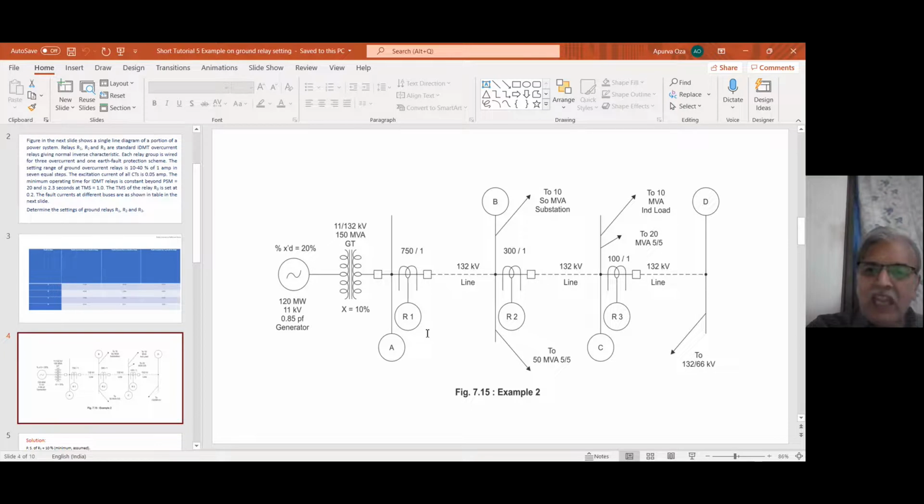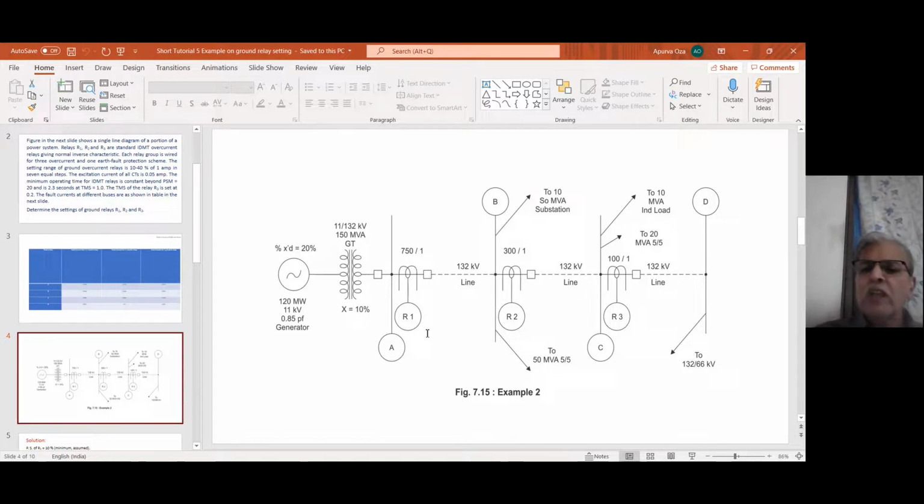We come to bus A. From bus A, many lines are going, but here I am showing only one. So let us see that. Here there are no more lines shown. Therefore, in this particular example, we will assume that only one line is emanating, a 132 kV line, on which there is a relay R1 using 750 bar 1 CT.